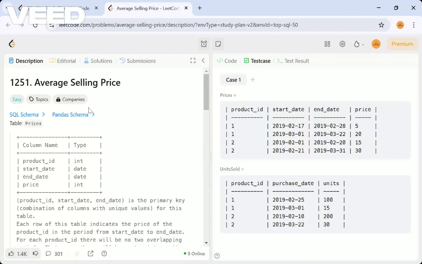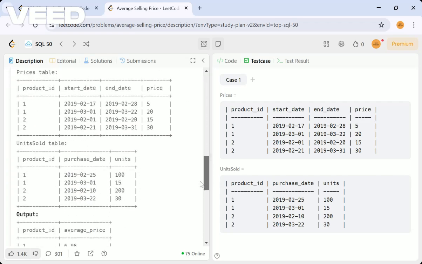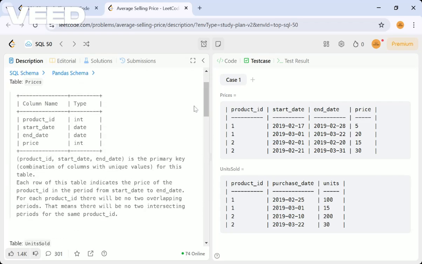Average Selling Price is problem number 1251. Let's see the schema first, and then we'll break down the problem and see how we can write the solution.